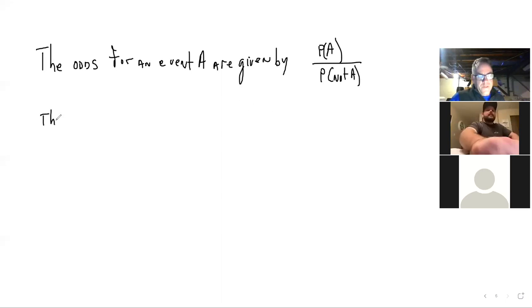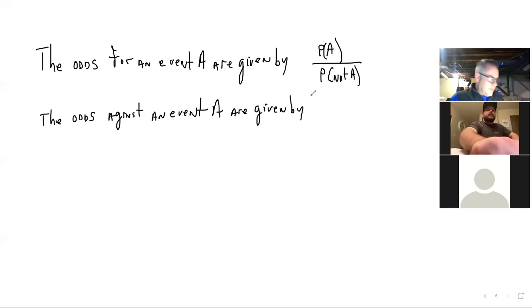The odds against an event A are given by, and it's just reversed: if you're calculating the odds of something not occurring, then it's the probability that it doesn't occur over the probability that it occurs.